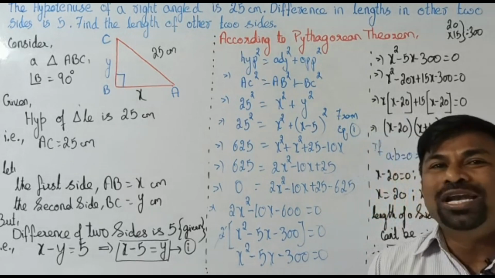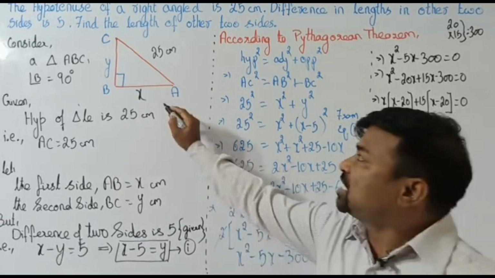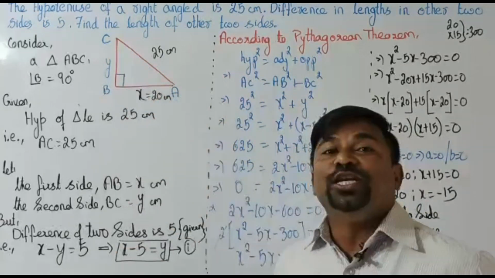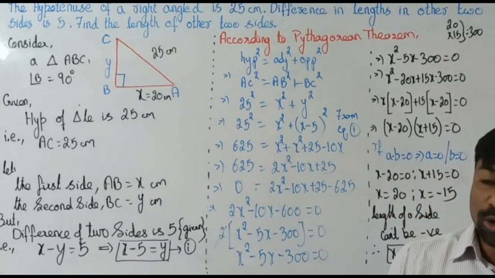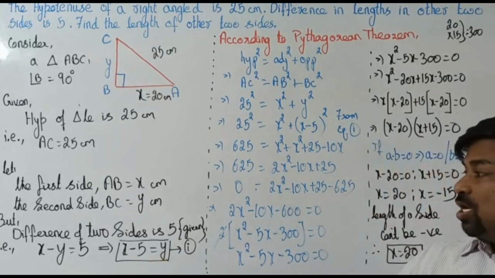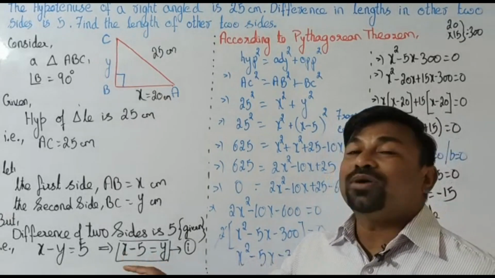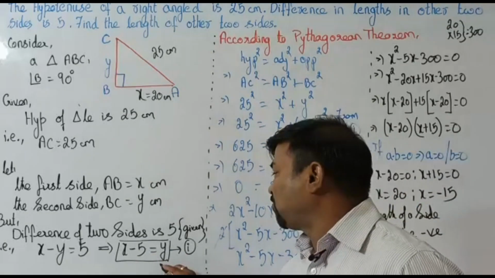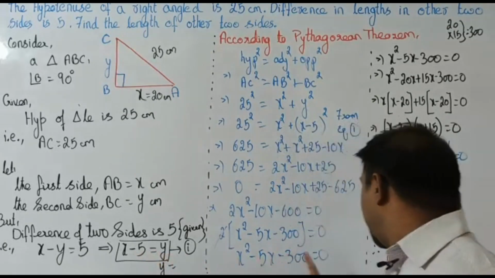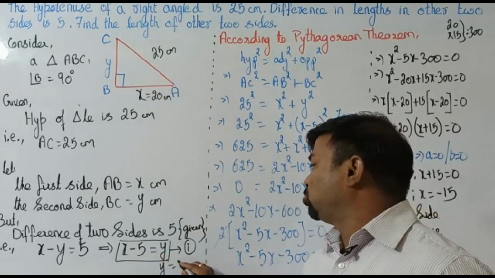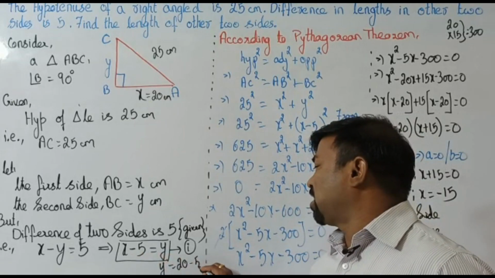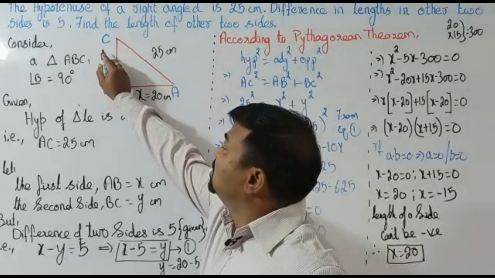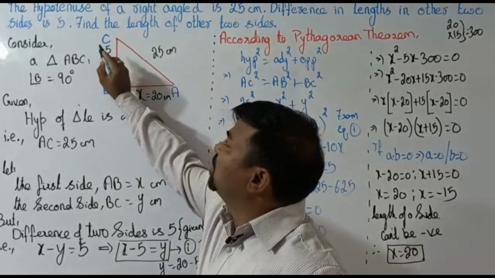But knowing only x is not sufficient. Yes, we got x is equal to 20, I am fine, but we need to find the value of y also. What is y? y is equal to x minus 5. How much did you get? It's nothing but 20 minus 5 is equal to 15 centimeters. We are getting this as 15 centimeters.